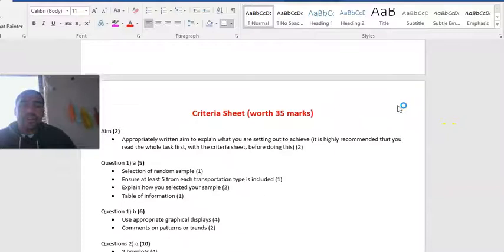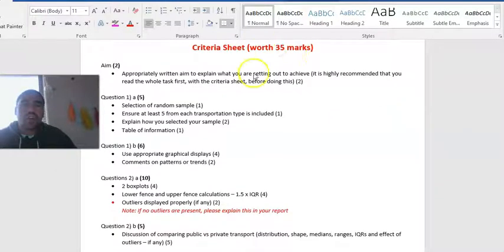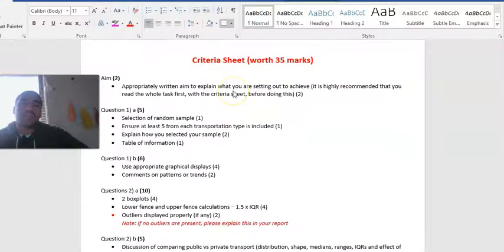The last page, page 3, is a criteria sheet. This is worth 35 marks all up, which is quite a few marks for an assignment, but it's broken down into the different sections. Up the top where you see the aim and in brackets 2, that just means your aim is worth 2 marks, and then it's got a little sub description that tells you a bit of direction of what's needed within the aim. There's only one thing needed within the aim, worth 2, so all up, this aim is worth 2.